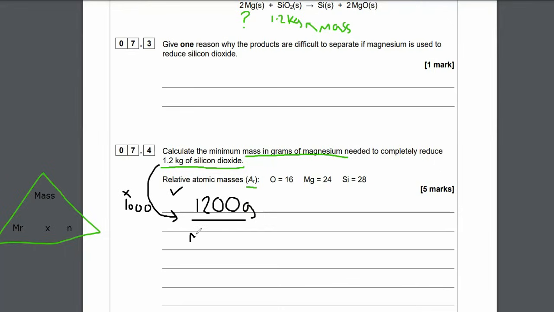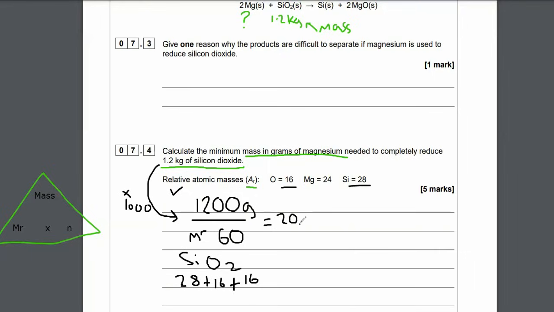and I will now want to divide that by the Mr. So let's go ahead and work out the Mr for SiO2. So what is the Mr of SiO2? I'm going to need 28 and 2 16s. So we need to do 28 plus 16 plus 16. 32 and 28 sounds like 60. So 1200 divided by 60. I shouldn't really need my calculator for this, but always best to use your calc. And that is 20 moles.